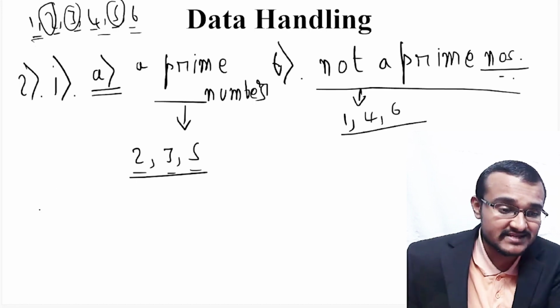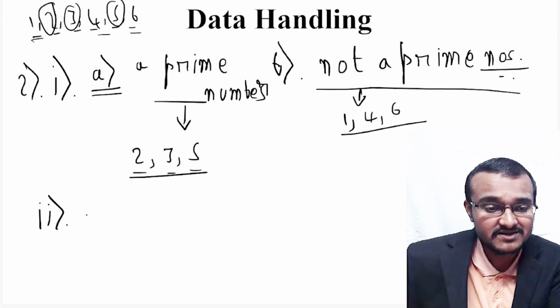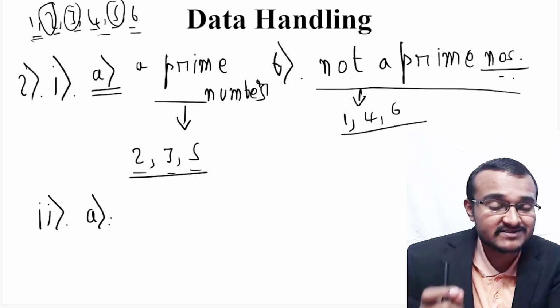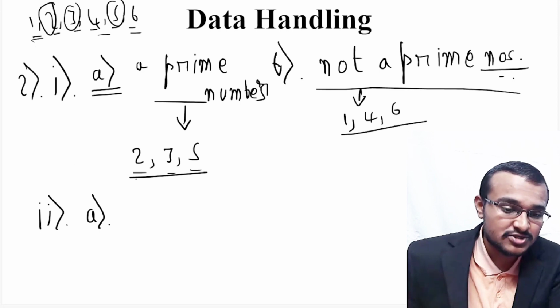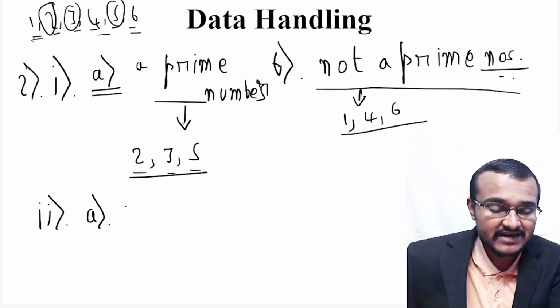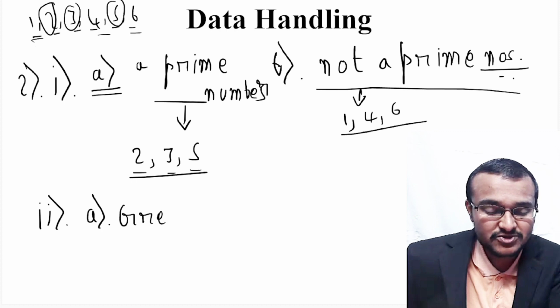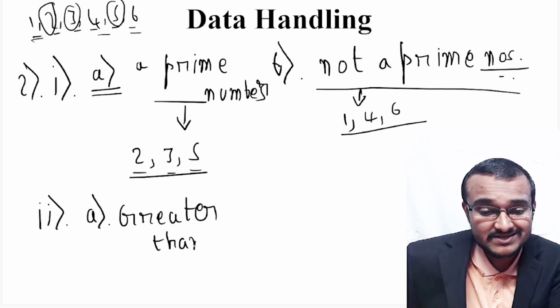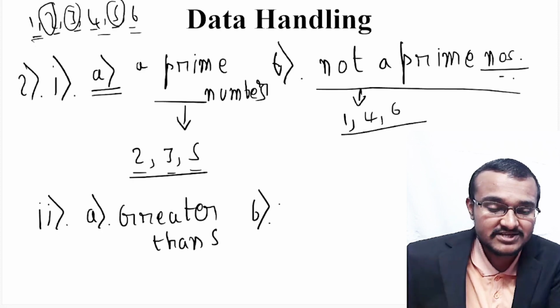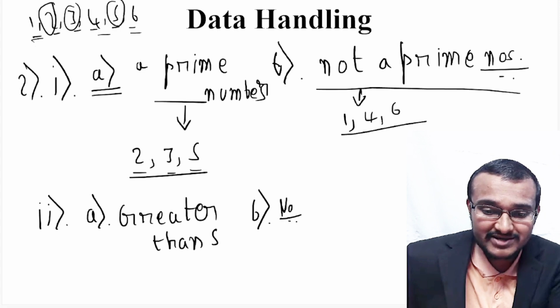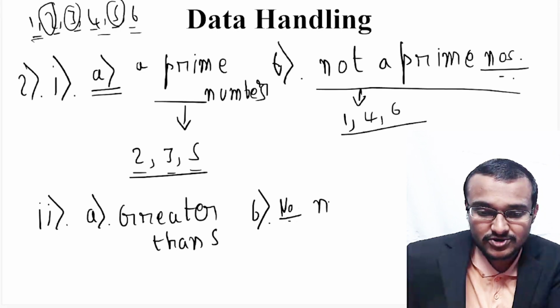Now there is one more question, the second question, which has A and B. Here also two events have been given. In question A, they have given greater than 5, so getting a number which is greater than 5. Similarly, they have given a second event where it shows a number not greater than 5.